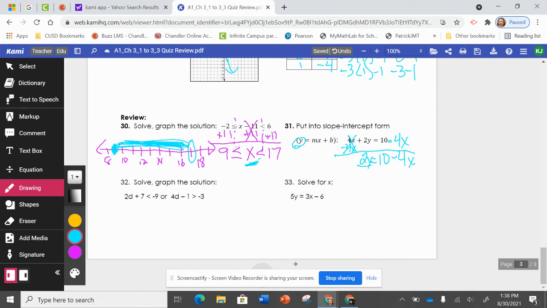This is 2 times y. The opposite of multiplying by 2 is dividing by 2. 2 divided by 2 is 1y. 10 divided by 2 is 5. And -4 divided by 2 is -2x. So now we have put that in slope-intercept form, also known as getting y by itself.